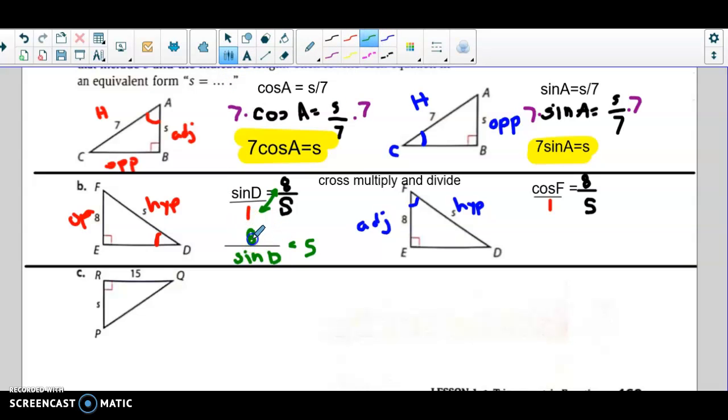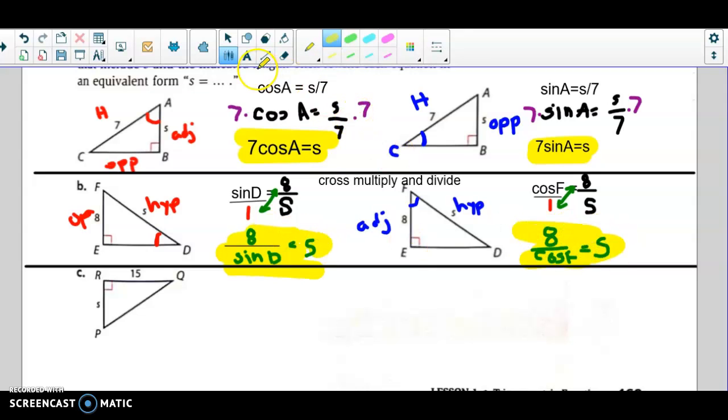Okay? And we're going to do the same thing here. We're going to cross multiply and divide. So 1 times 8 is equal to, isn't it something like this? There's a way that they write it, it looks like a butterfly or a fish or something. But it's 1 times 8, cross multiply and divide by cosine of F is equal to S. Okay, so that's how you would solve that. All right, and that would be what your answer would look like for both of these.